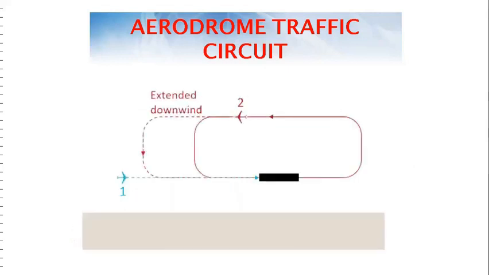There is a provision for extension of downwind. The length of the downwind leg may vary depending on the circumstances. The controller may instruct a pilot to extend in order to achieve the necessary spacing between aircraft.